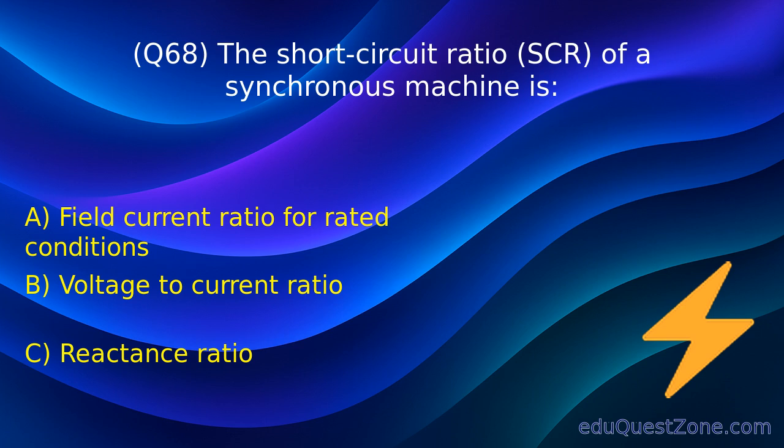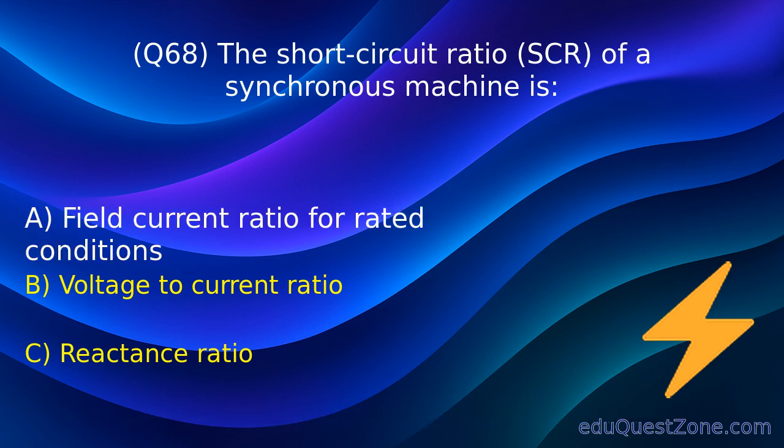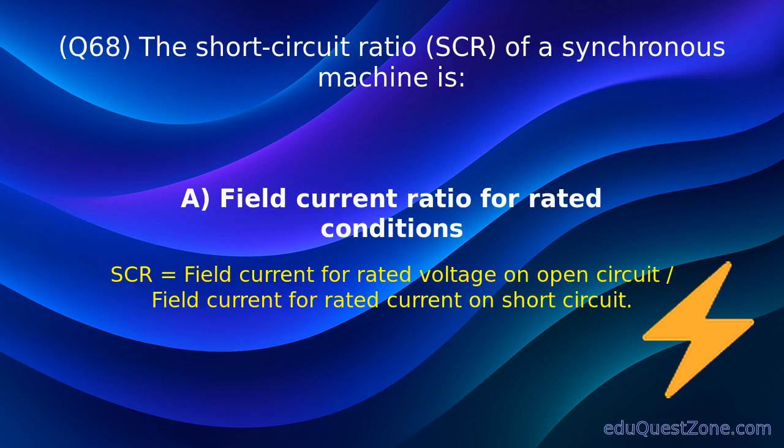Question 68. The short circuit ratio of a synchronous machine is. Option A, field current ratio for rated conditions. Short circuit ratio equals field current for rated voltage divided by field current for rated current.